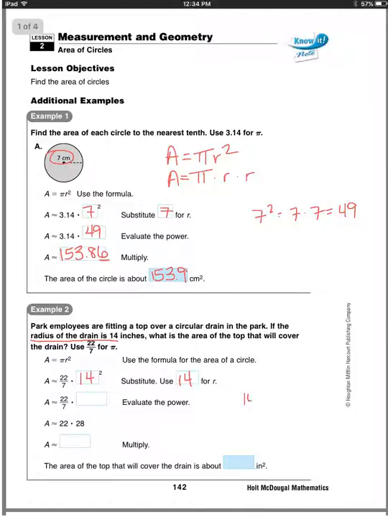14 squared equals 14 times 14, which is 196. So we're going to put 196 in here, okay? And then we can go ahead and simplify, and we can put this into a fraction, but we can say 7 goes into 7 once, and 7 goes into 196 28 times. And then we can multiply 22 times 28 and get 616. So the area of the top that will cover the drain is about 616 inches squared.